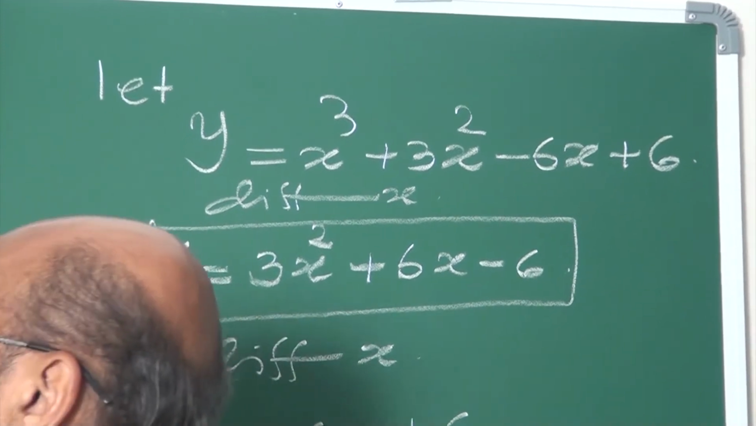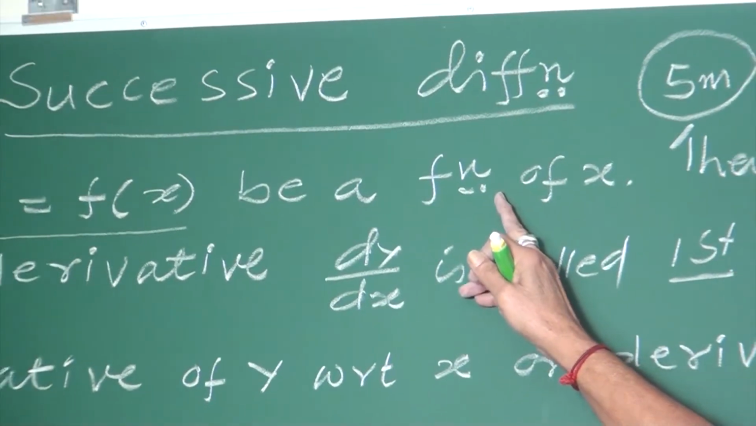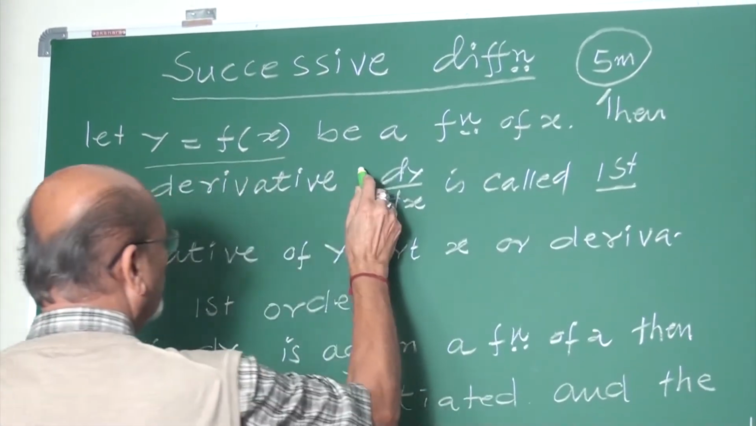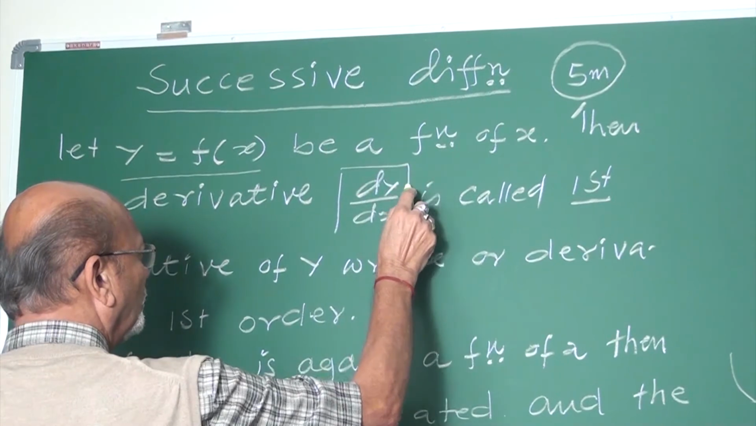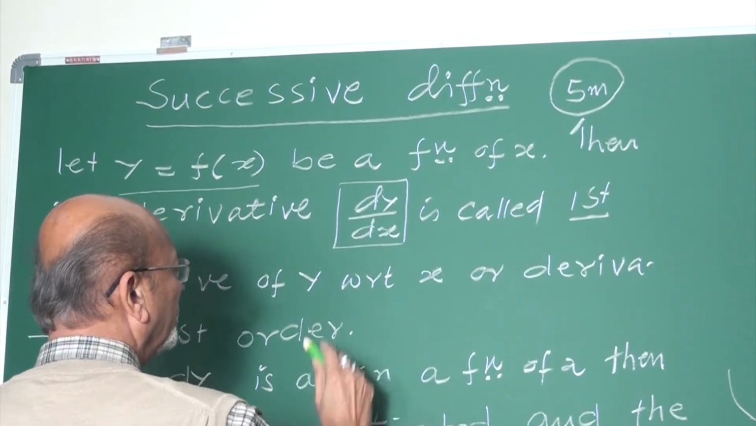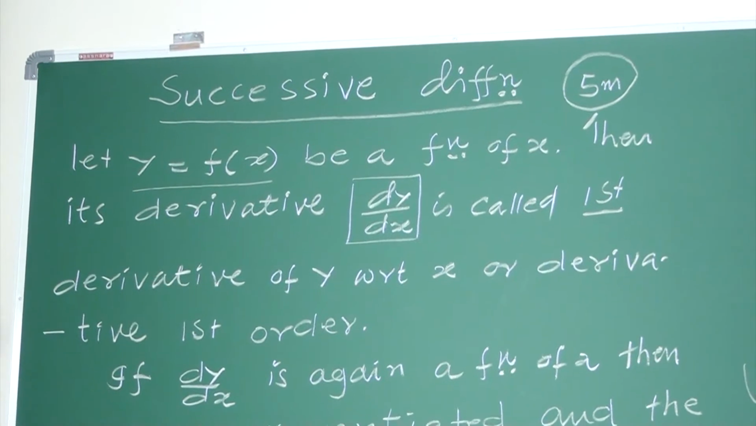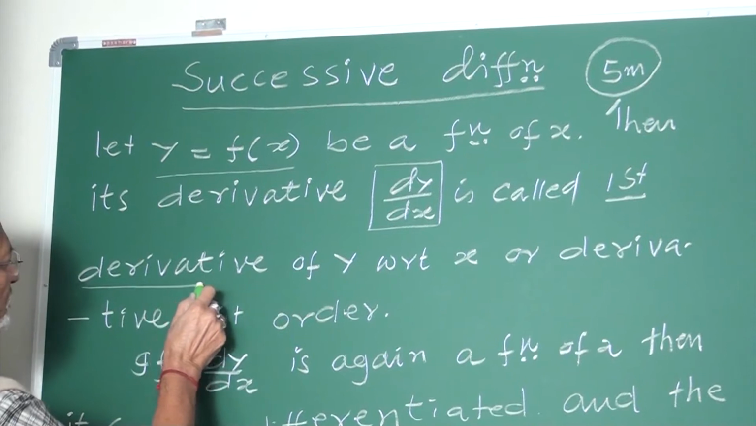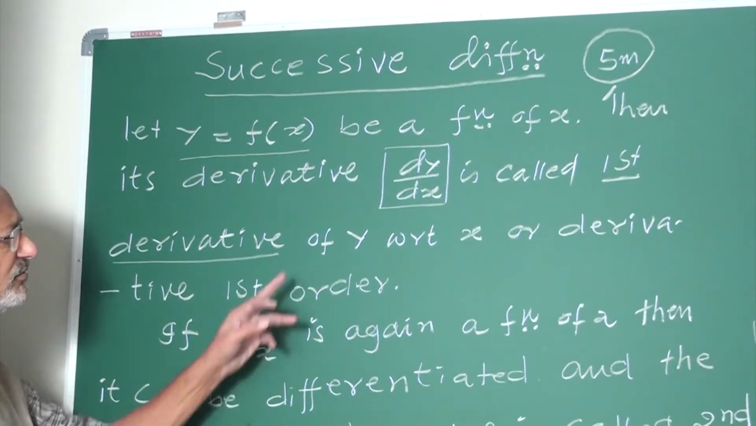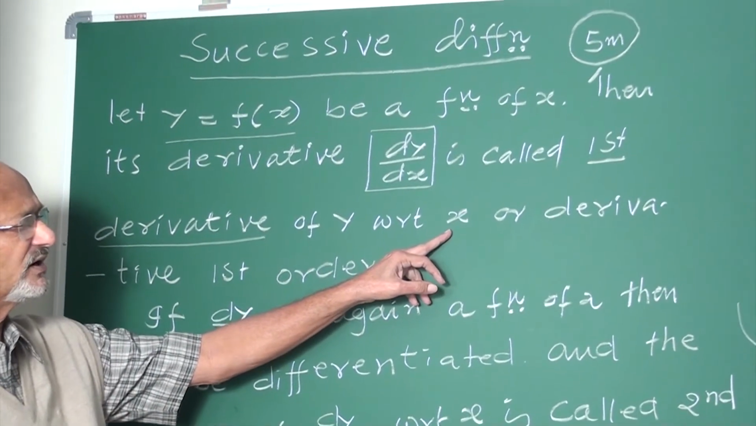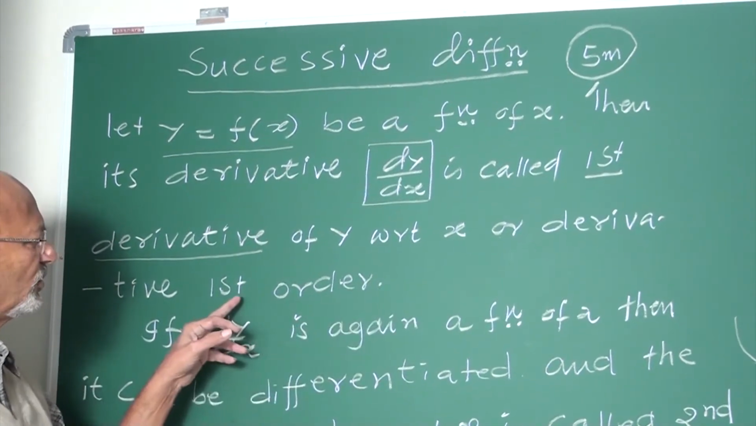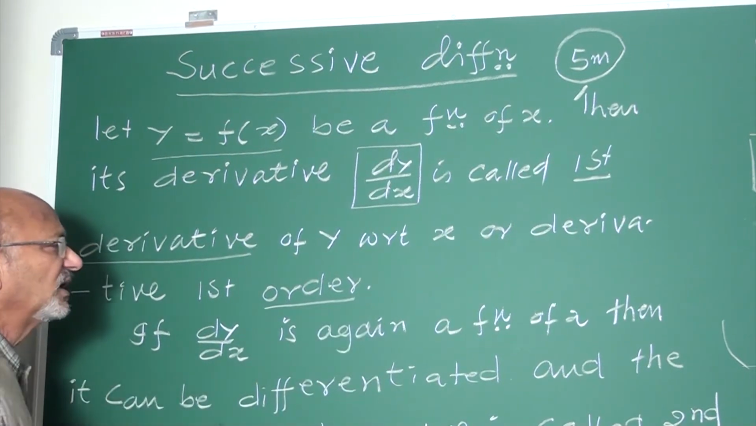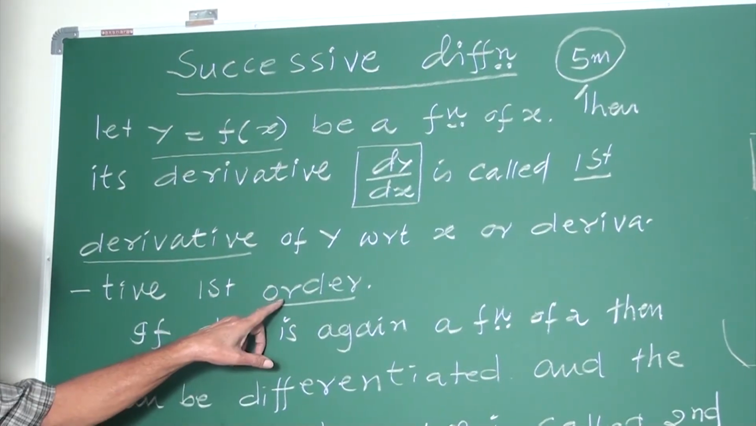See here. Let y equal to f(x) be a function of x. Then what is the derivative of y with respect to x? The derivative of y with respect to x is dy by dx. This dy by dx is called the first derivative of y with respect to x. Another name is derivative of first order. It is in terms of order, my friends.